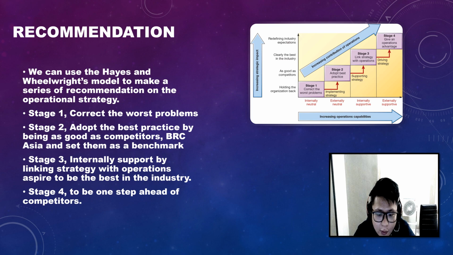in NatSteel. And stage two, we need to benchmark the industry leader so that we can be close and really improve until a level that is better than our competitors, which is BRC Asia. And after we have done that in stage two, actually we need to consolidate our resources and be the best in the industry. And after these three steps, we need to be one step ahead of our competitors. And by doing that, we will constantly be in the lead position compared to our competitors.